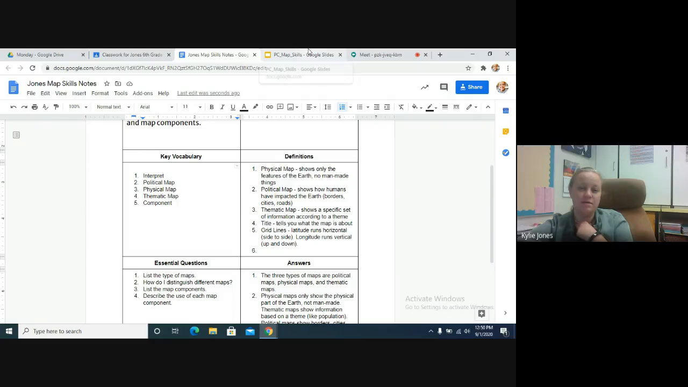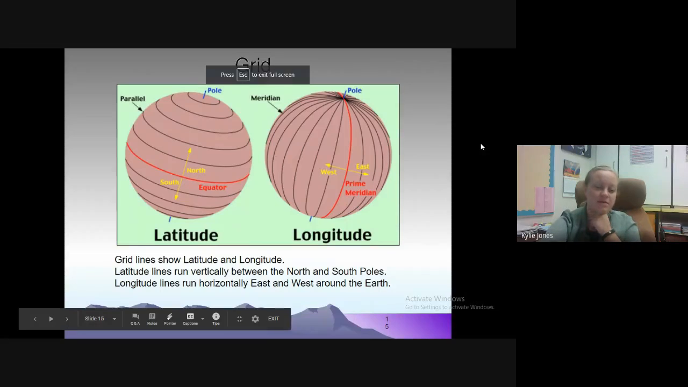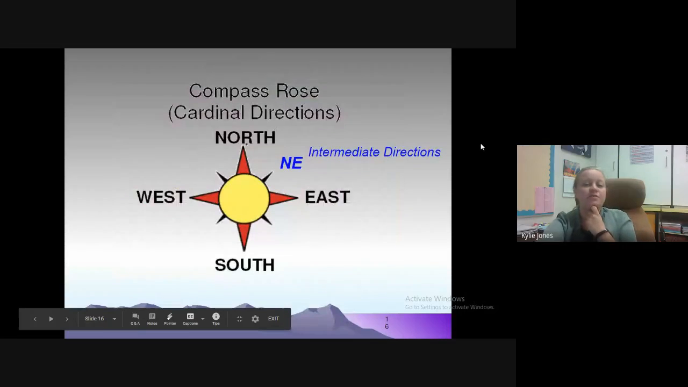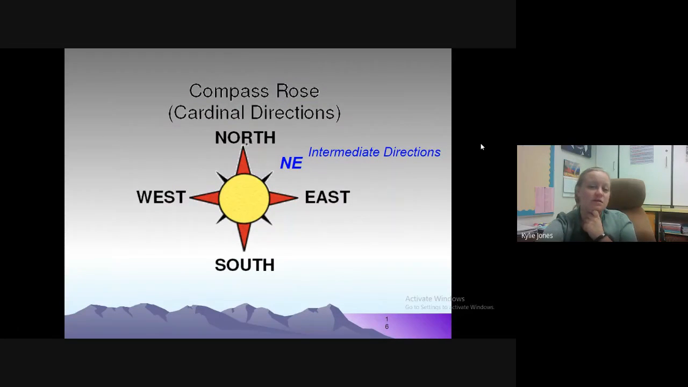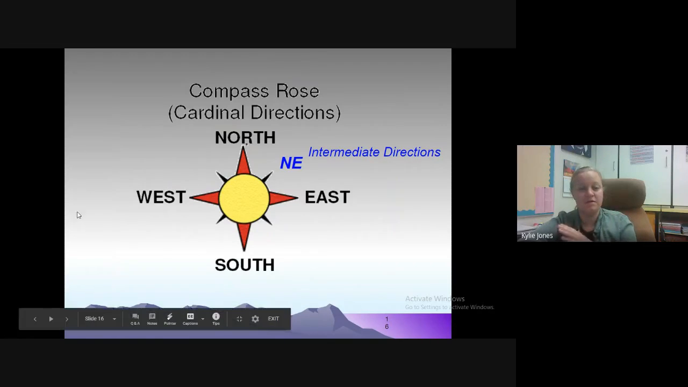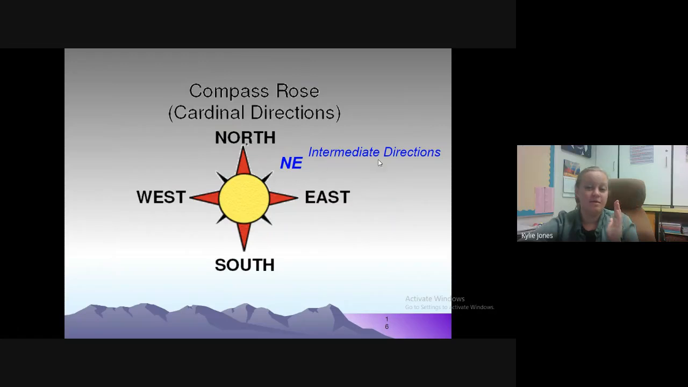Okay, let's look at our next one. We just talked about the grid lines. Up next, we have the compass rose. This shows us the directions of something: north, south, east, and west. The compass rose just tells you directions. You have your cardinal directions, which are the absolute north, south, east, and west. And then the intermediate directions are the ones in the middle. So you have northeast, southeast, southwest, northwest.